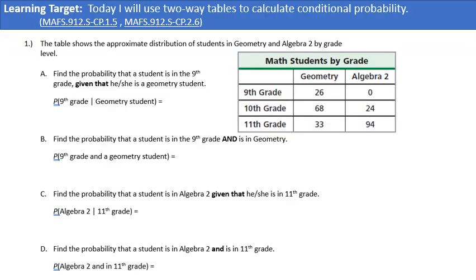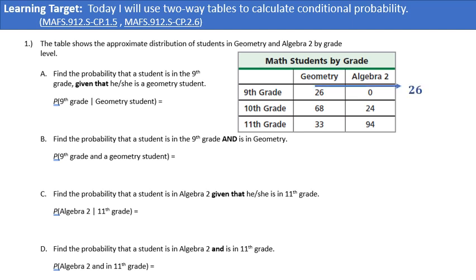So here's one. The table shows the approximate distribution of students in geometry and algebra 2 by grade level. We look at the table real quick. We see a column for geometry, a column for algebra 2, and then we have rows each for 9th grade, 10th grade, 11th grade. Before I look at any of the questions, A, B, C, or D, do you remember what I always do when I find a table like this? I calculate my totals.